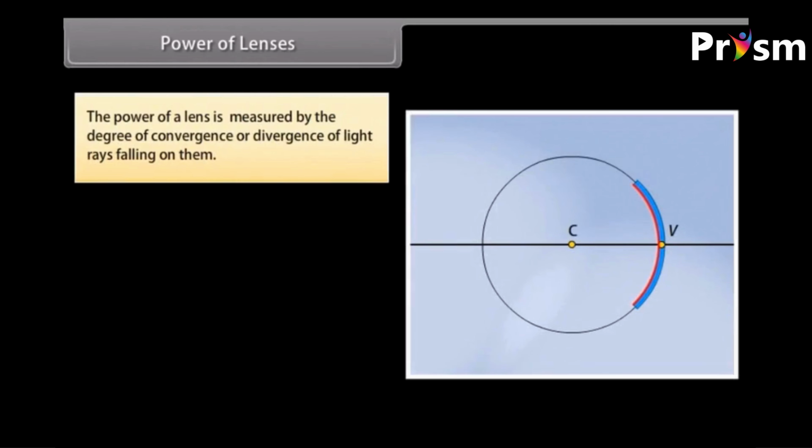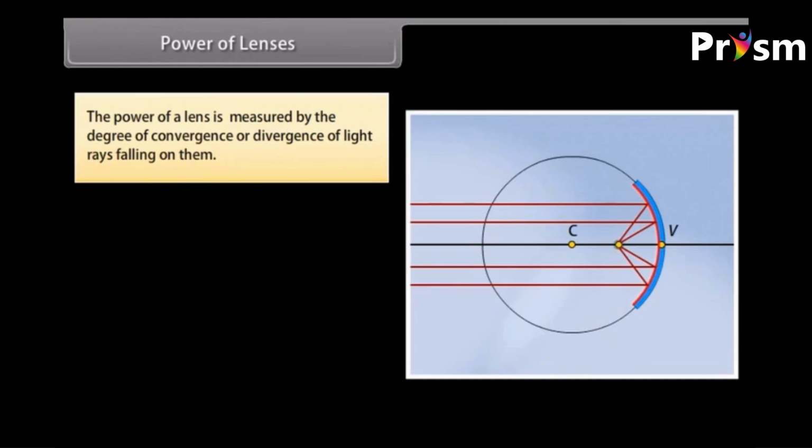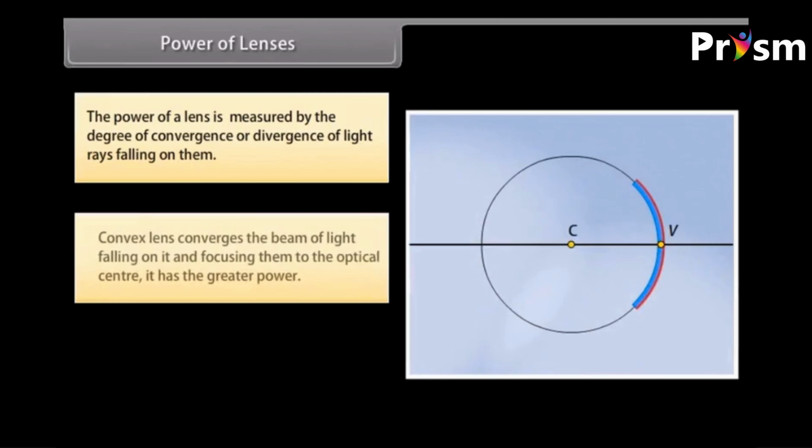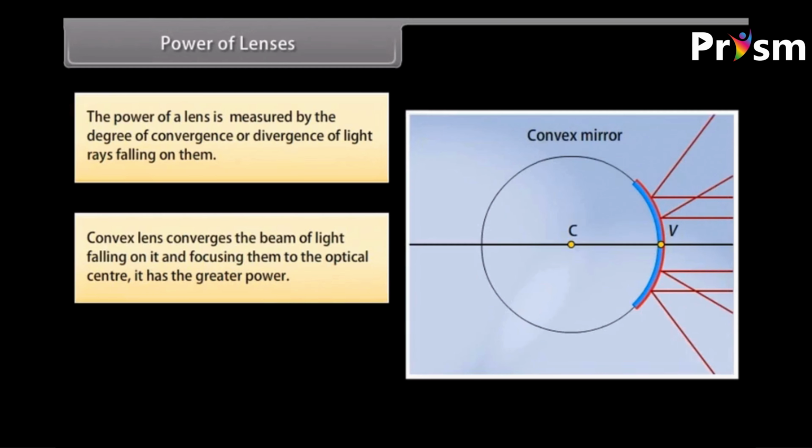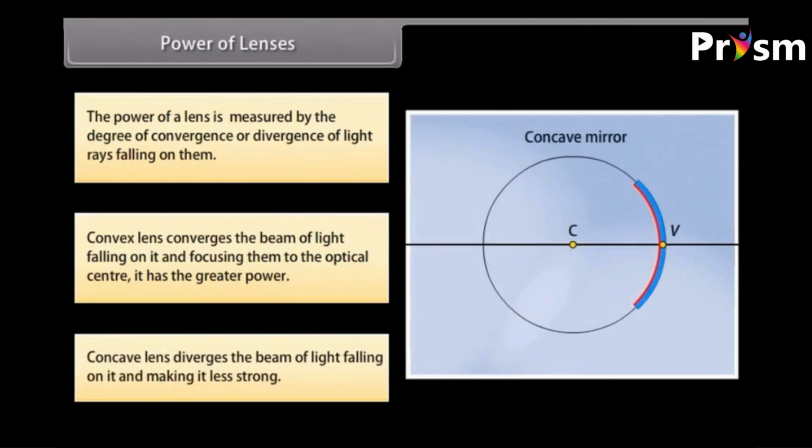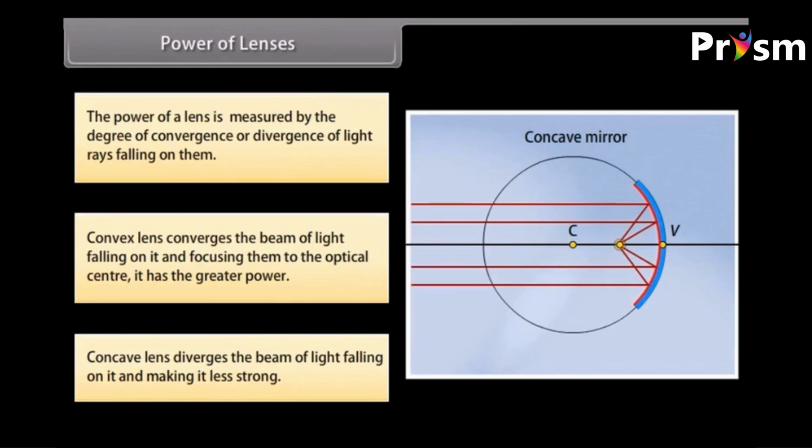Power of lenses. The power of a lens is measured by the degree of convergence or divergence of light rays falling on them. A convex lens converges the beam of light falling on it, focusing it to the optical center. It has the greater power. A concave lens diverges the beam of light falling on it, making it less strong.